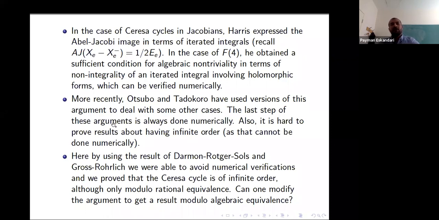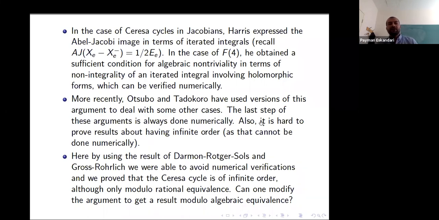A similar line of thought has been explored more recently by Otsubo and Tadokoro, in the 2000s. Again, they get results about Fermat curves, and quotients of Fermat curves in the case of Tadokoro. But the last step of these arguments is always a numerical calculation. So you get a sufficient condition which is not a numerical thing, but to verify it, you have to approximate it numerically. And that's what they do.